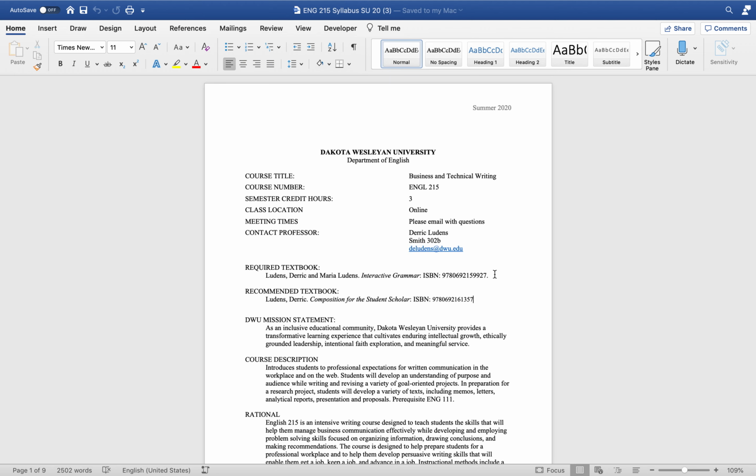A required textbook that we need to have for the course is this textbook, Interactive Grammar. So you can download this from iBooks. If you go into your iBooks app, if you search for my name or for interactive grammar, you should find this particular textbook. It's a free download. You don't need to do anything else except to download that particular one.